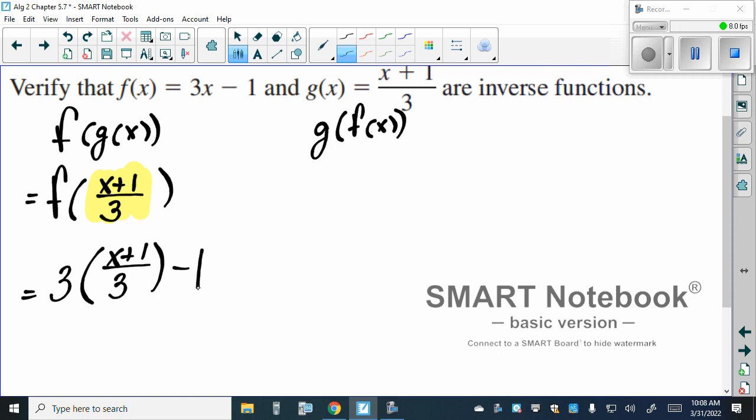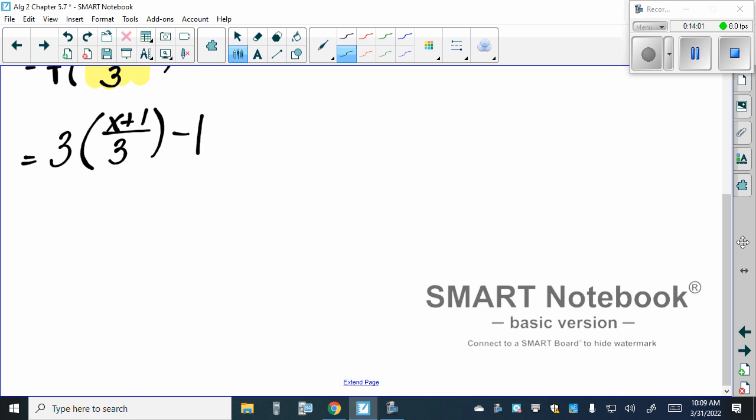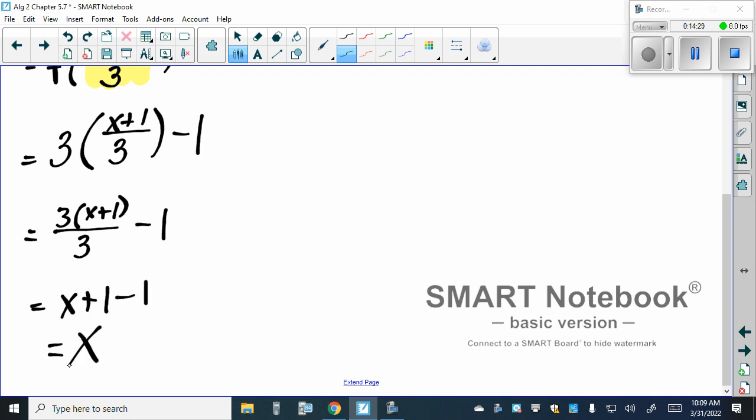What do I know about the 3 and the division of 3? They'll cancel out. Now I'm going to write this step out just so we can see it, because when we multiply a whole number by a fraction, it always multiplies with the numerator. So what I'm saying here is I have 3 times (x plus 1) over 3. Anytime we have something divided by itself, it reduces to 1. So what we have here is x plus 1 minus 1, which is x. So f of g of x reduces to x.